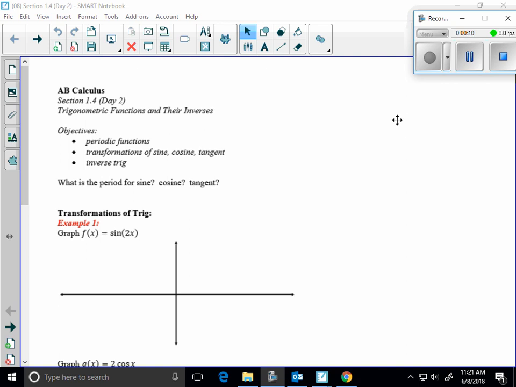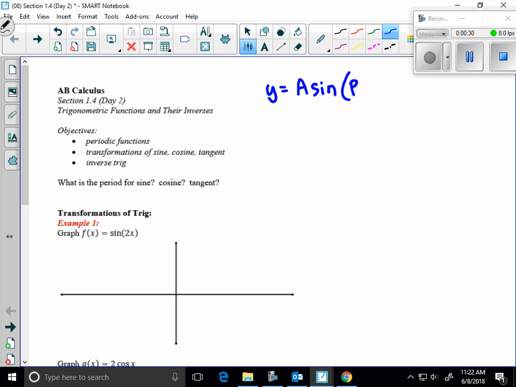Objectives: periodic functions, transformation of sine, cosine, tangent, and a little bit of inverse trig. So let me throw something up there that you've seen before, and let's talk through some of those old details. Let's go theta minus c plus d.